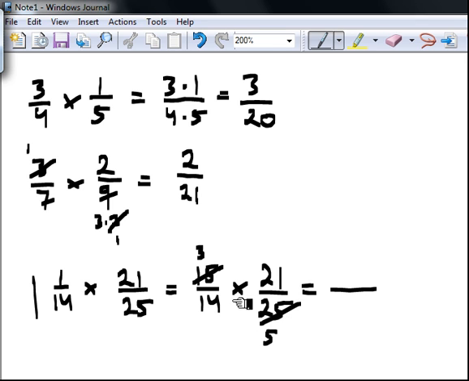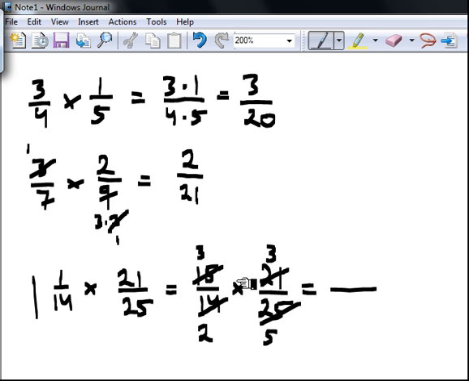Here we have 14 and 21. 14 is the same thing as 2 times 7. Here is 3 times 7. So we have a 7 here, a 7 here. So let's cross out the 7s. Left is 2 times 7, so it's going to be 2. Here we crossed out 7, 3 times 7, so we're going to have 3 left.